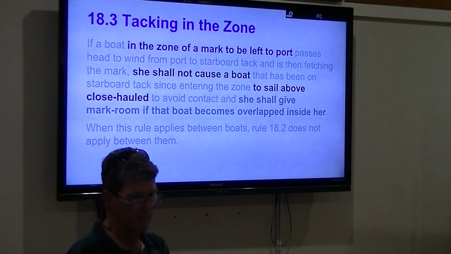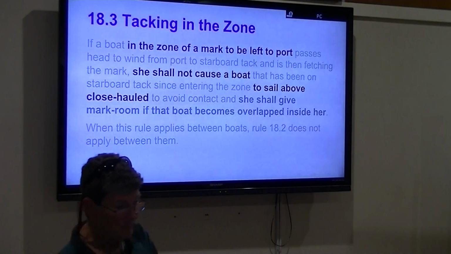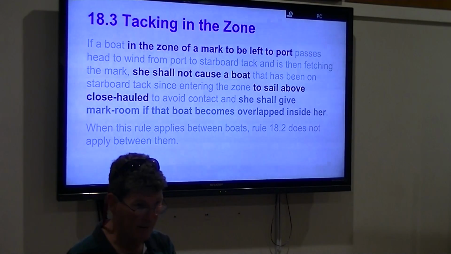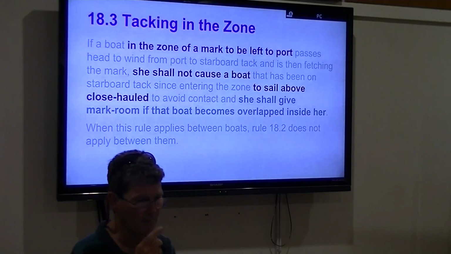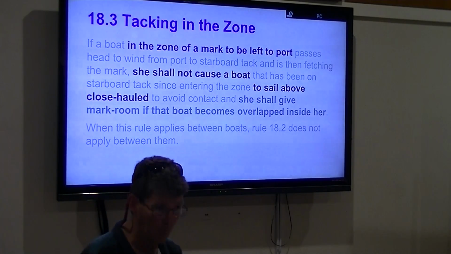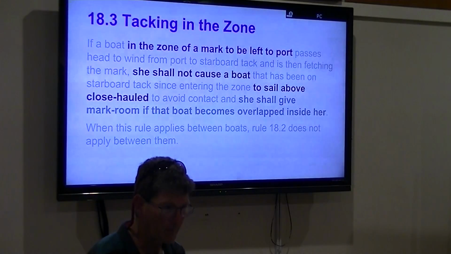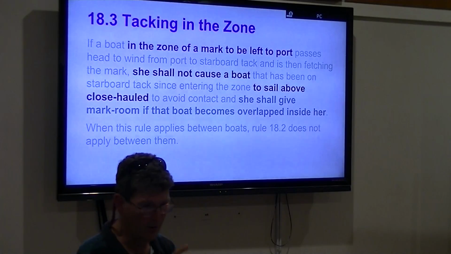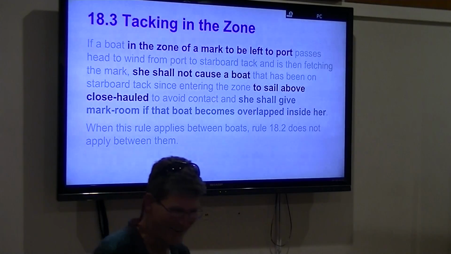Tacking in the zone. Okay, this one's changed. It's made simpler. This rule used to apply to both starboard roundings and port roundings. So the first sentence is new. If a boat in the zone of a mark to be left to port passes head to wind, and so on, or tacks in the zone, she shall not cause a boat to sail above close hauled. I've got a diagram for this coming up.